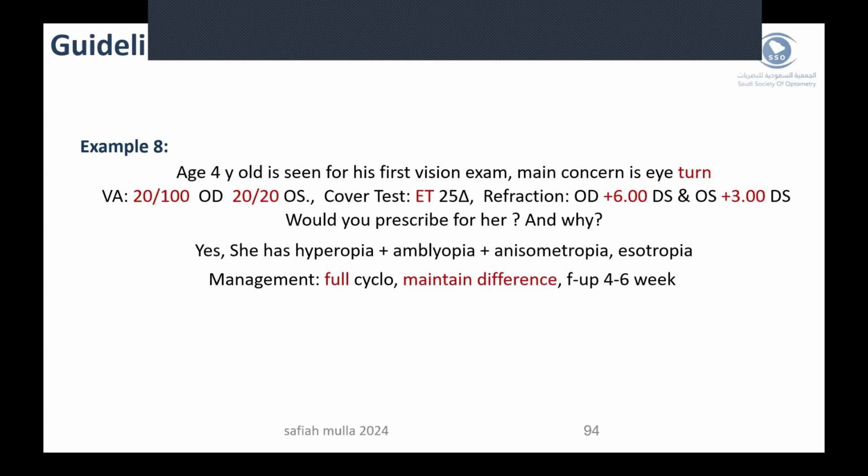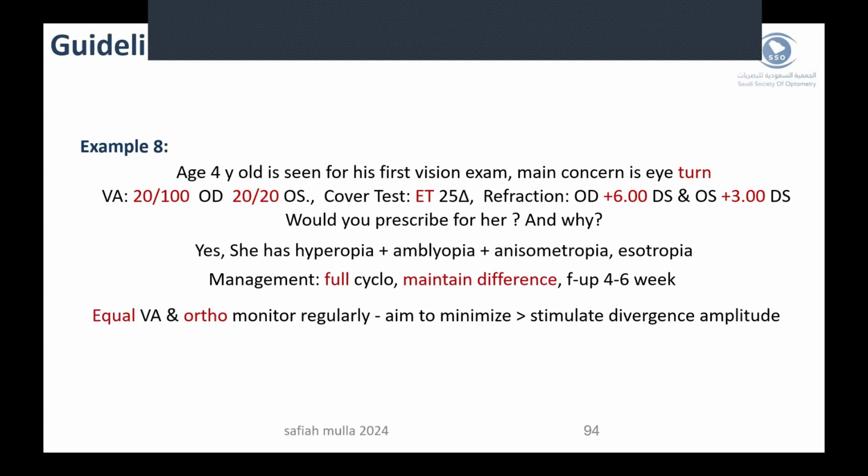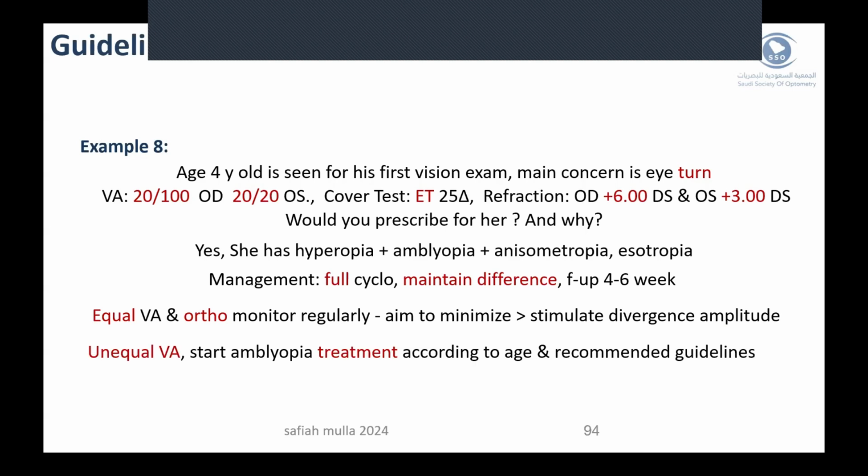But if the patient still has a problem with the visual acuity in the right eye, then we now start the management of the amblyopia, again, according to the age and the recommended guidelines. So we don't patch from the beginning. You never patch the child from the start, unless you couldn't get anything from the child. You try to do the refraction, you try to get the visual acuity, and the child is uncooperative. You didn't get anything from him.